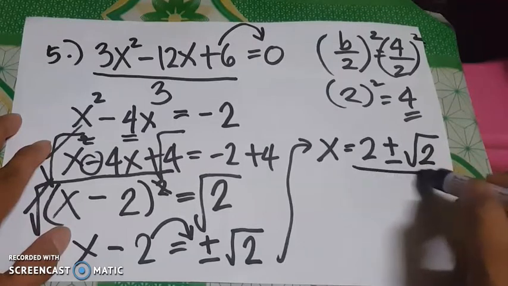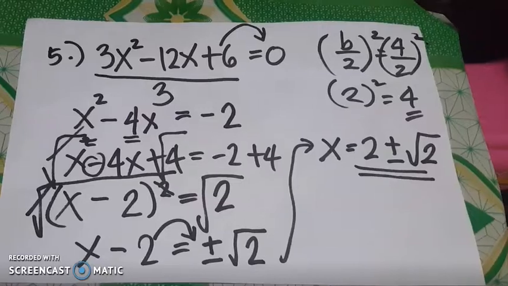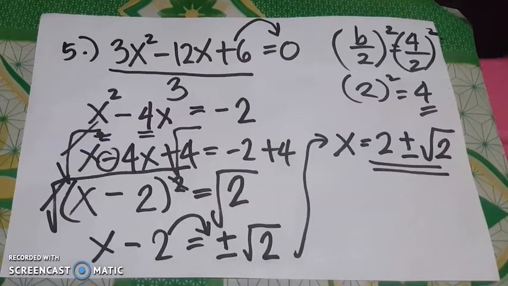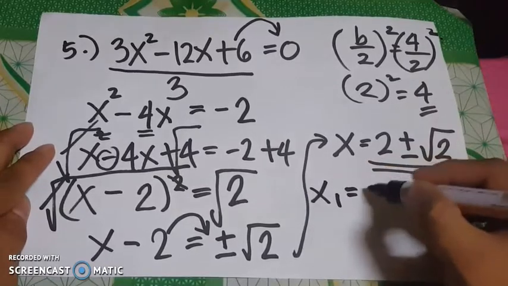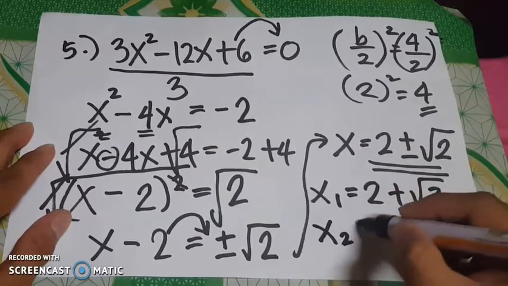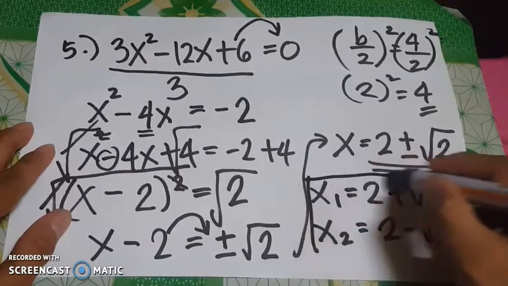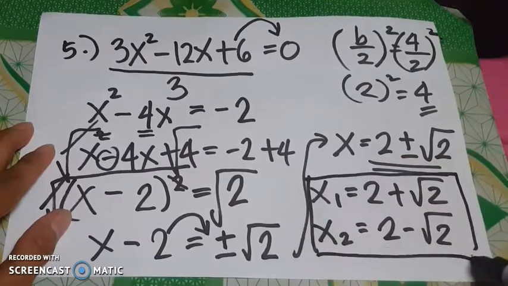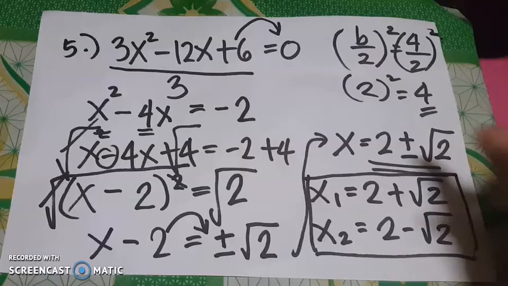So, this is already accepted as your solution. So we can say that the solutions are 2 plus or minus the square root of 2. Or, gusto mas maging sigurado pa, your first solution is x sub 1 equal to 2 plus square root of 2, and the other one is x sub 2 is equal to 2 minus square root of 2. So, for us to come up with the two solutions to the given quadratic equation. Kasunod tayo. Next.